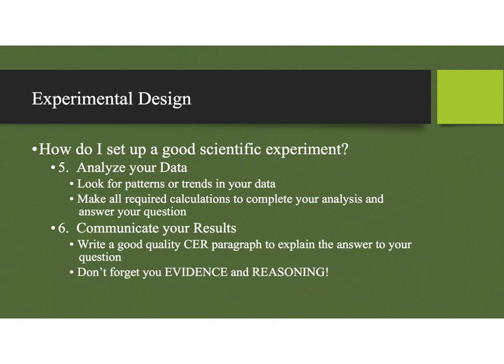Because guess what? That is step 5, analyzing your data. We're going to look for patterns and trends in your data. You're going to be making all required calculations to complete your analysis. So for example, in this Cheeto lab, we're going to be using Q equals MC delta T, just like we did in the first one. We're going to use that equation again in order to calculate the heat transfer to see if there's any difference between the control experiment and your variable experiments. You'll look for patterns and trends, like I said, and do your calculations.